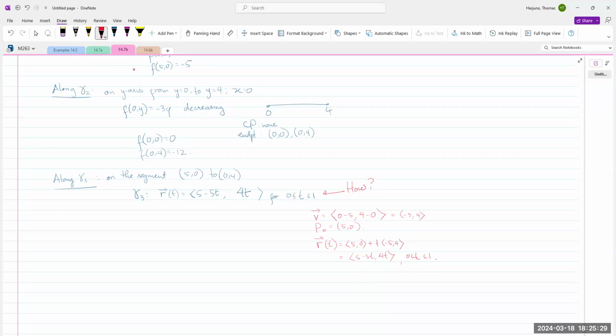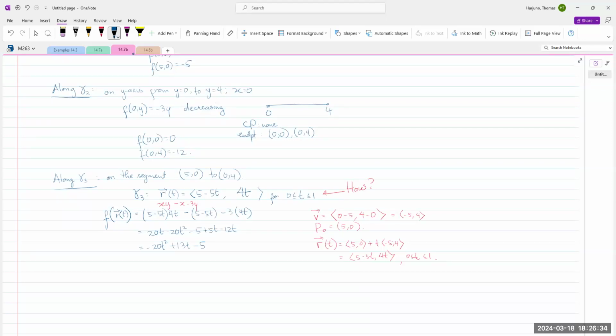Of course, this is not the only way to do this. Like I said many times, to reparameterize a curve we have many different ways, but this is one way. Now we plug this path into f. So what's f again? xy minus x minus 3y. This becomes 20t minus 20t squared minus 5 plus 5t minus 12t, which will be negative 20t squared plus 13t minus 5.